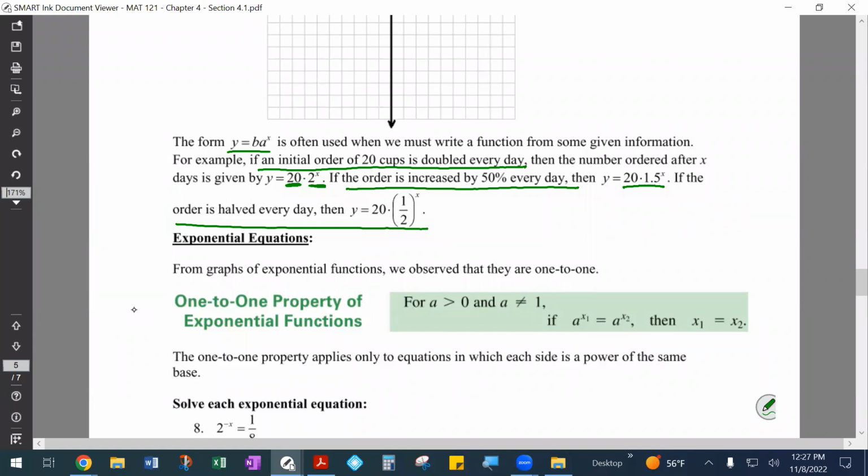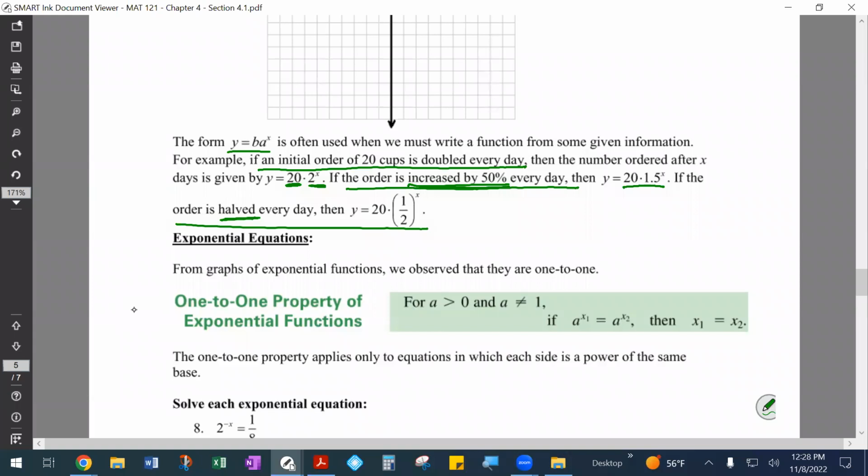And that's where it's coming out to be 100 plus the increase of 50%, which comes out to be 150%. 150% as a decimal is 1.5. So that's where that factor of 1.5 is coming from. So just to show you the difference between when you're taking half of something and when you're increasing something by 50%, they are two different calculations over here.